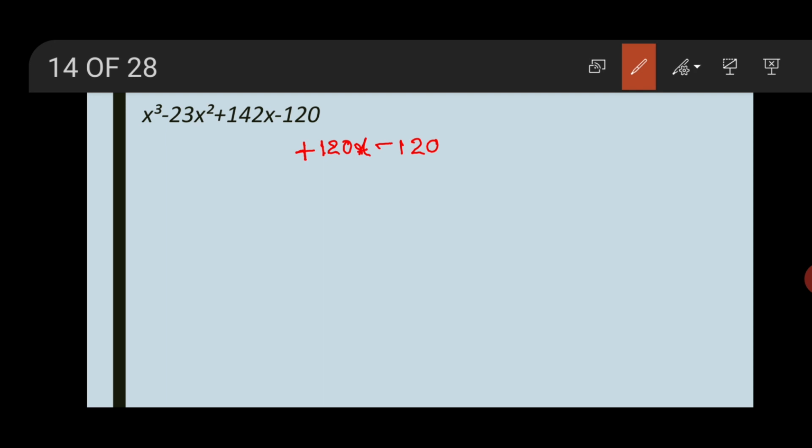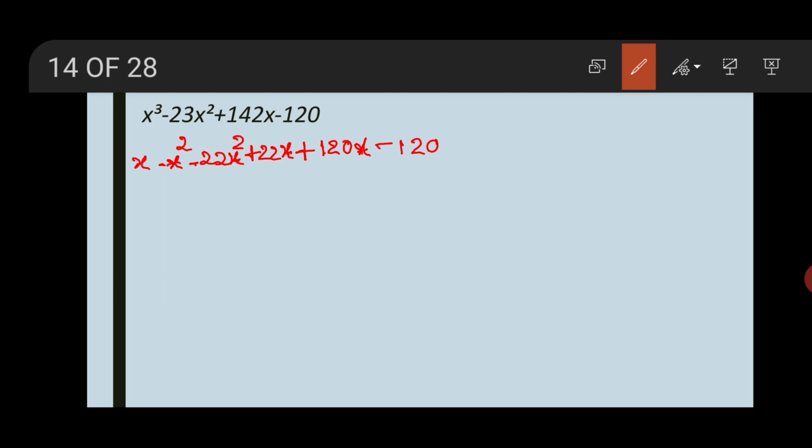Now in order to get plus 142x, what do we have to do? For 120x we need again plus 22x. Now plus 22x plus 120x becomes plus 142x. Now write again 22 here and write the variable of minus 23x square, it is x square. Put the sign of minus 23x square, so minus 22x square. To get minus 23x square, we need minus x square here, right?